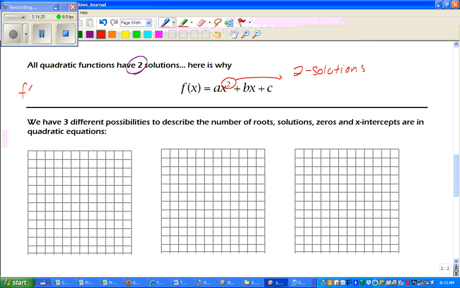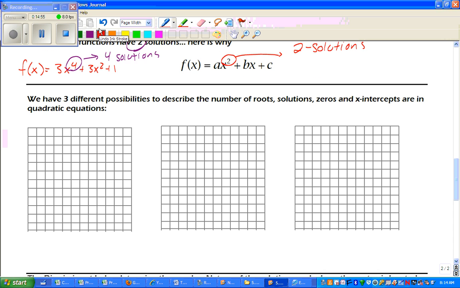So just so I can show you guys, if I gave you this function right here, 3x to the 4th plus 3x squared plus 1, how many solutions are you going to have? According to this equation, I would have 4 solutions. Okay? So that biggest exponent always tells you how many solutions you are going to have. Guaranteed. But they try to trick you.